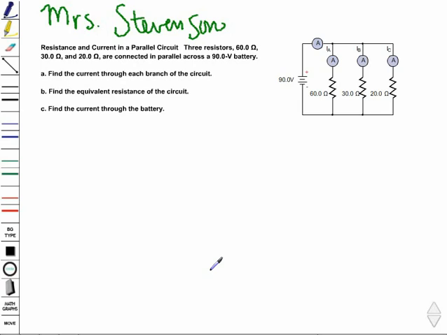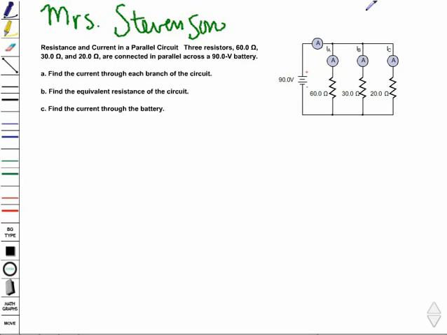Three resistors, 60 ohms, 30 ohms, and 20 ohms, are connected in parallel across a 90-volt battery. A. Find the current through each branch of the circuit. B. Find the equivalent resistance of the circuit. And C. Find the current through the battery.